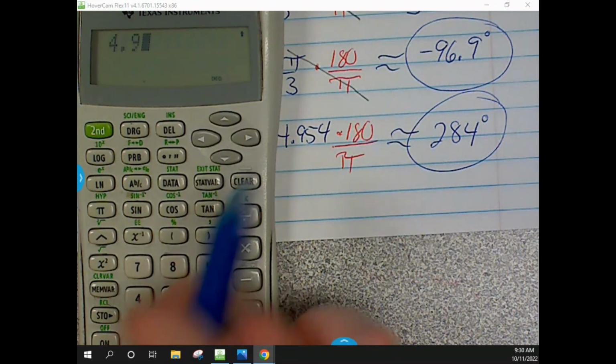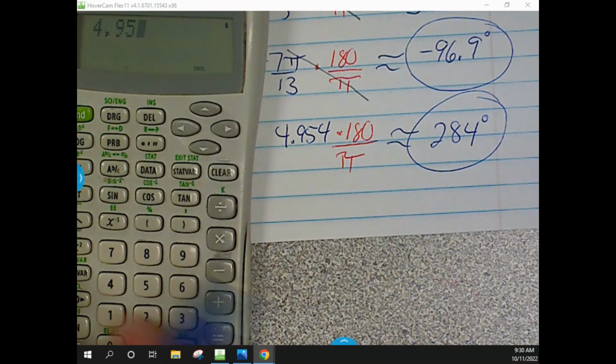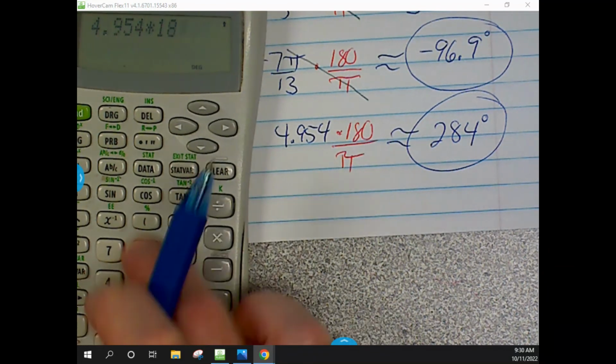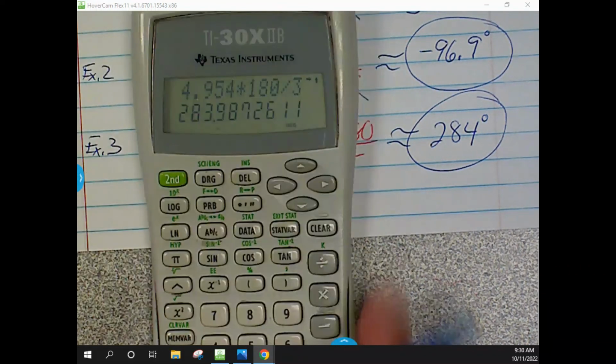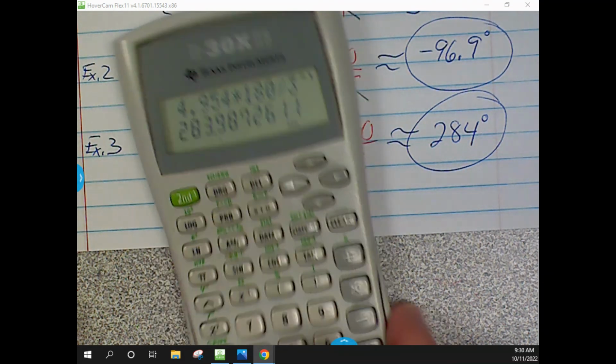If we did 4.954 times 180, if we divided that by 3.14, that would have been 284.0. The other one would have been 283.8. So it wouldn't have made a big difference, but it would have made a small difference there.